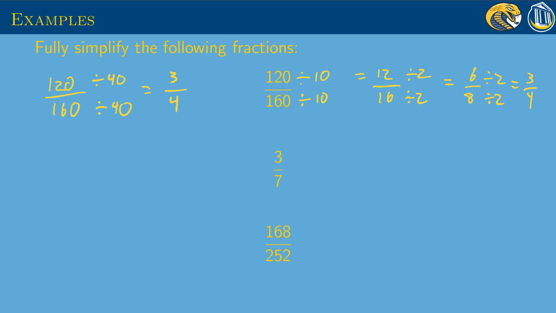Let's look at the second one, 3 divided by 7. Well, the only numbers that divide 3 are 1 and 3. The only numbers that divide 7 are 1 and 7. And dividing by 1 isn't going to do anything for us. So we say that 3/7 is already fully simplified.